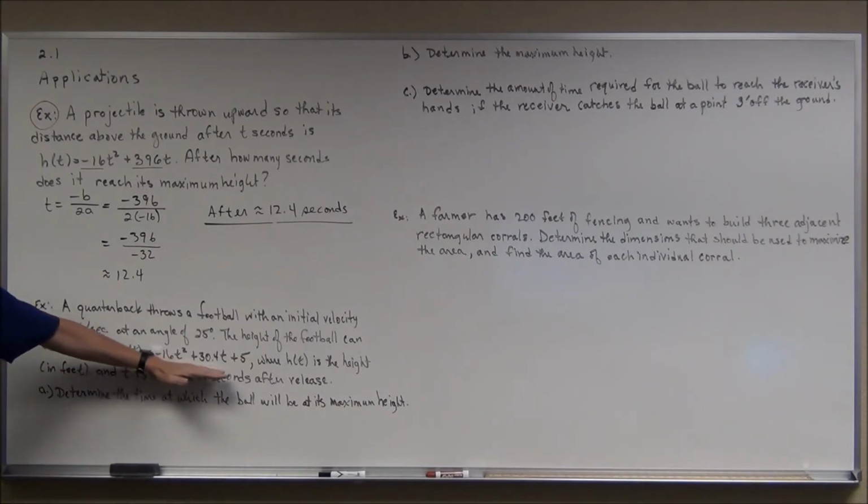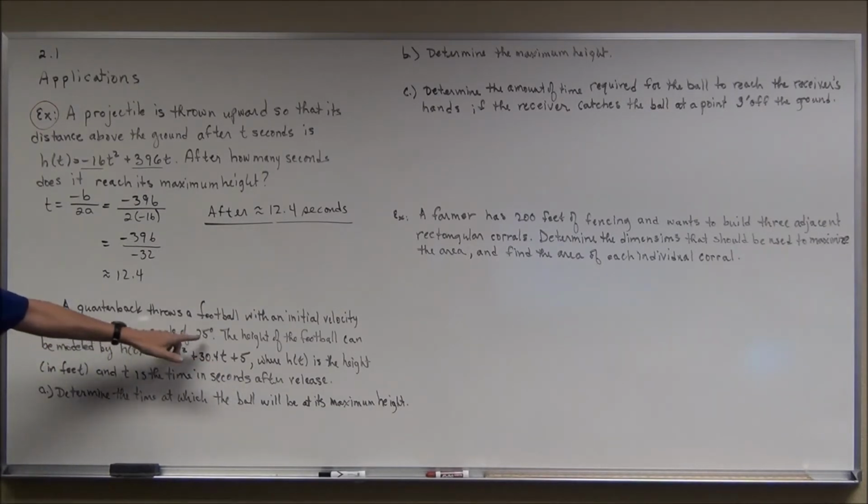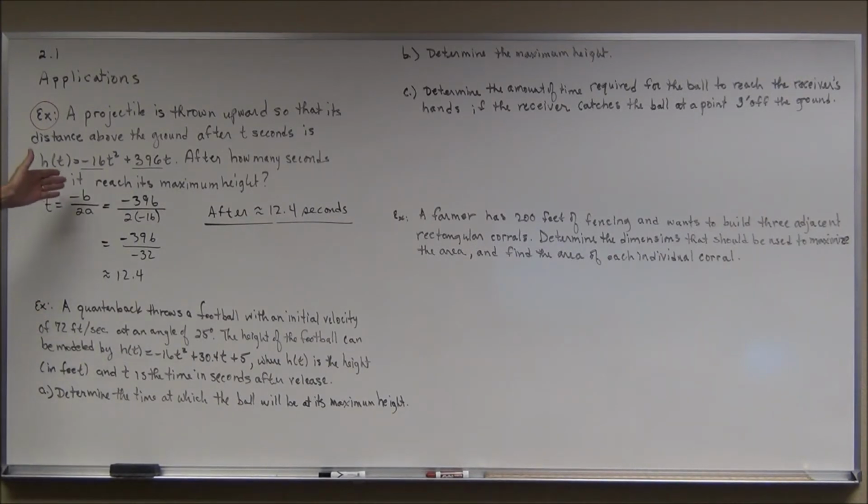So it was very fortunate that we don't have to go through all the physics to figure out what this formula is. It's presented to us. This information is a little confusing looking, but it's what they use to come up with this. We don't have to worry about 72 and 25. But it does say, determine the time at which the ball will be at its maximum height. Well, it's very similar to what we were just looking at here.